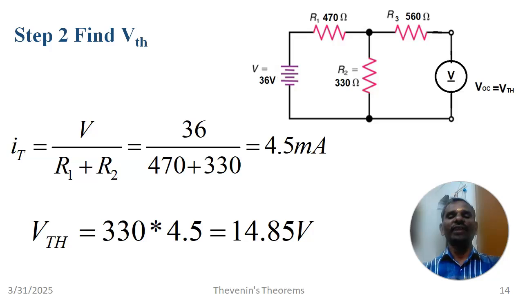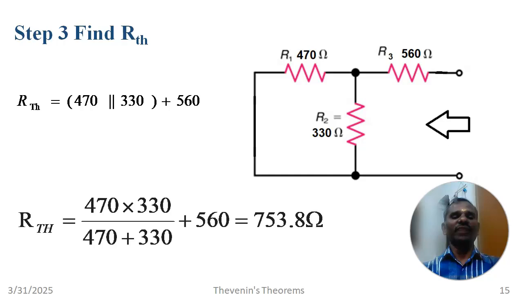So in order to find your VOC or VTH, we have to multiply this 4.5 milliamps into 330 ohms. So we will be getting 14.85 volts. So in order to find your RTH, we remove the load, and the supply voltage, now we short circuit.